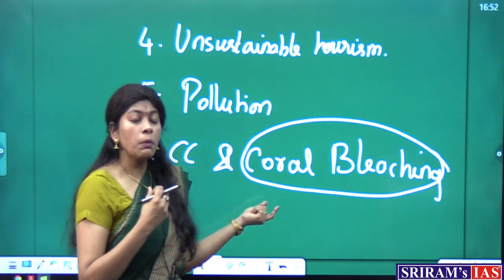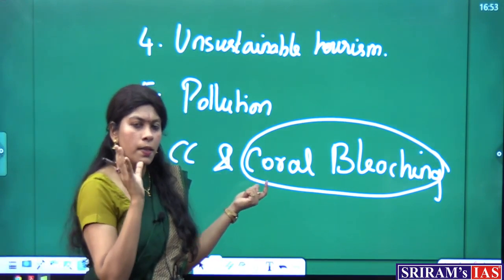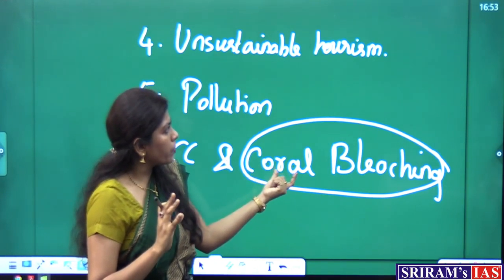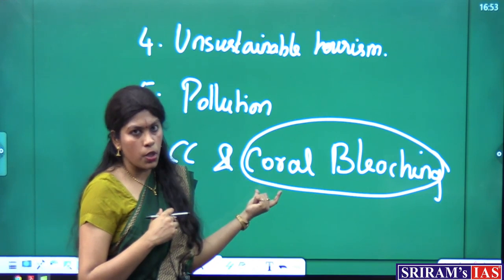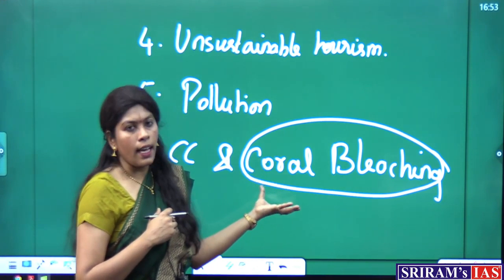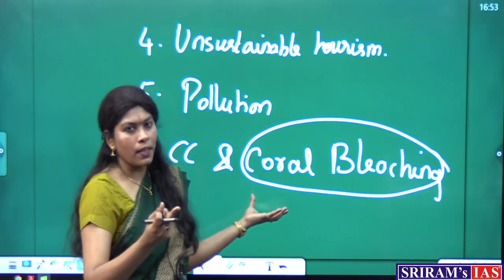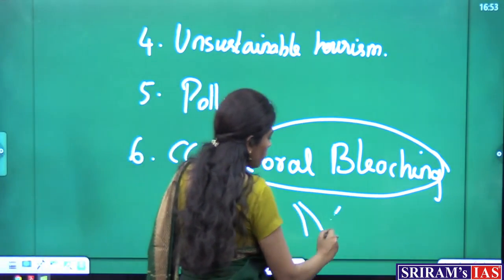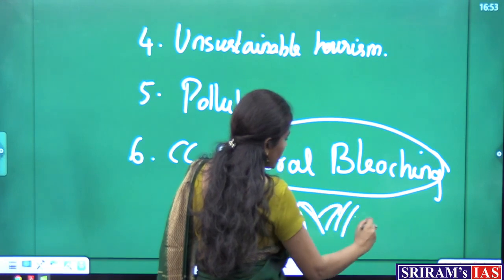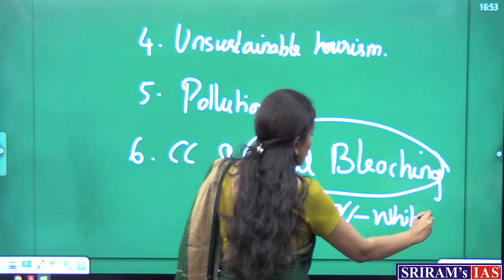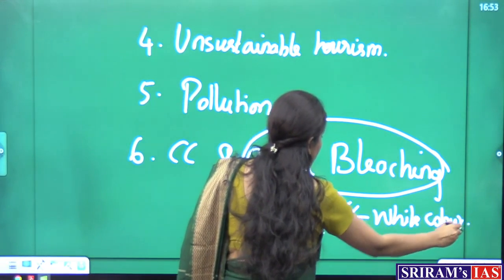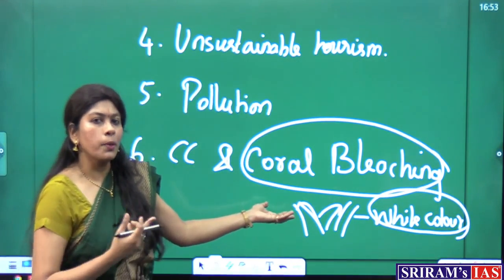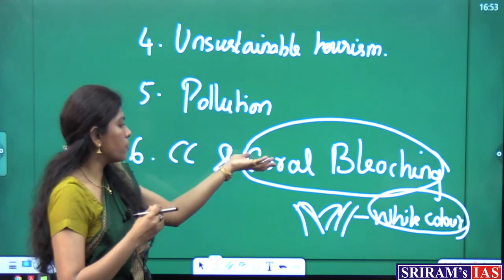The coral becomes stressed, because I already told you there is some optimum temperature required for the coral to survive. So now the coral becomes stressed and they will expel the algae, okay, they will throw out the algae and become colorless. They will become white in color. Because the algae is not present, eventually this coral will die without food. Okay, so that is called coral bleaching.